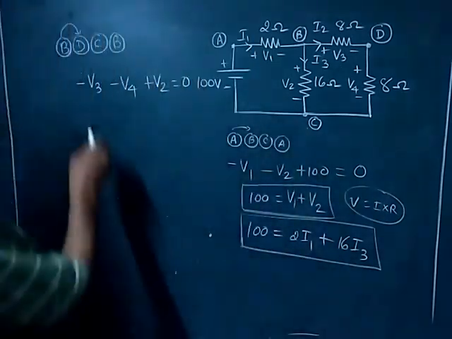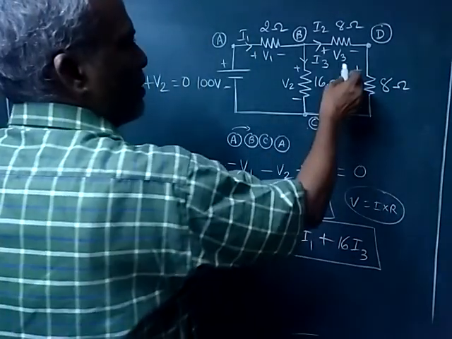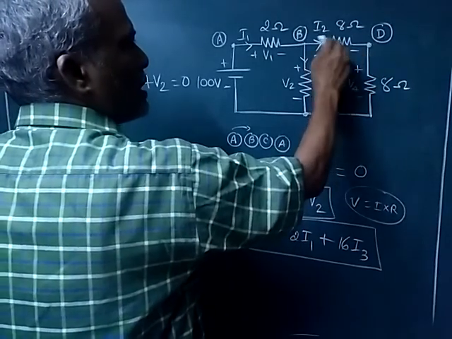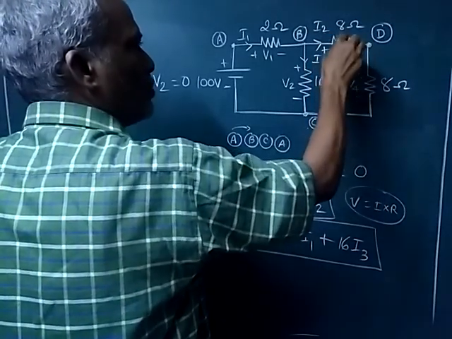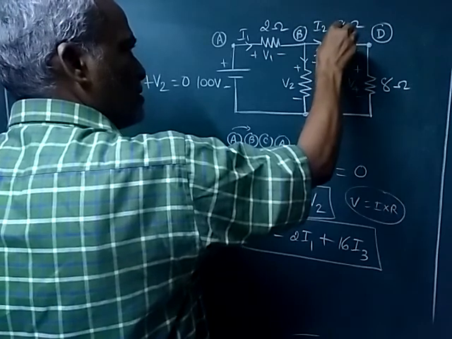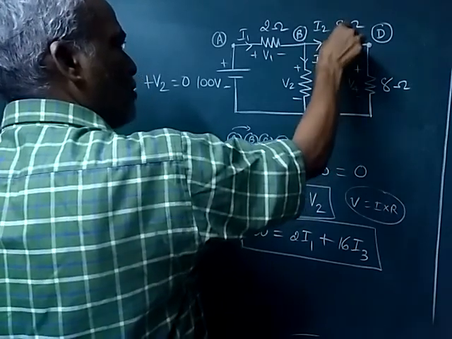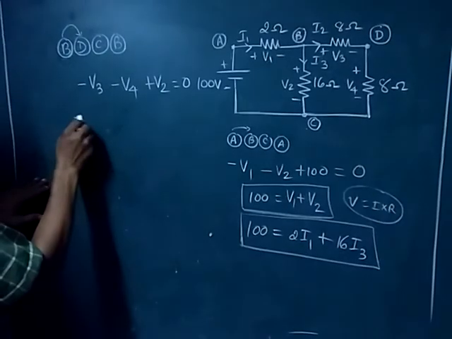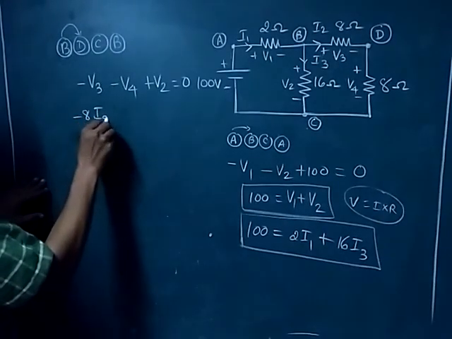Okay. Now what is V3? V3 is the voltage drop here. So current is flowing I2. The current flowing through 8 ohms is I2. So what is V3 now? 8 into I2. So minus 8 into I2.